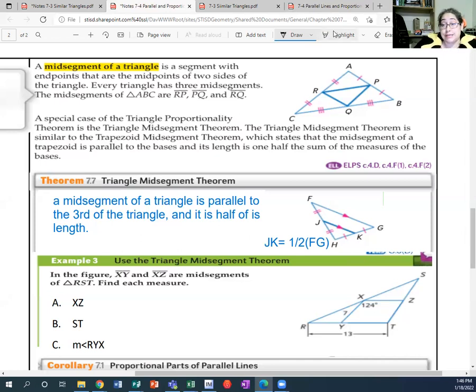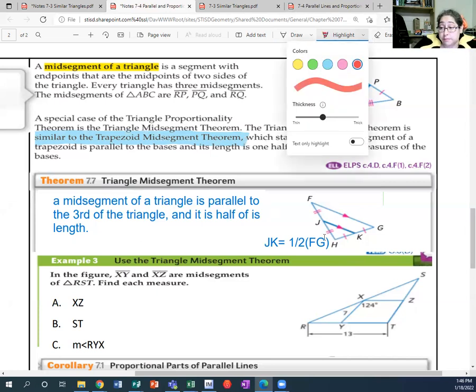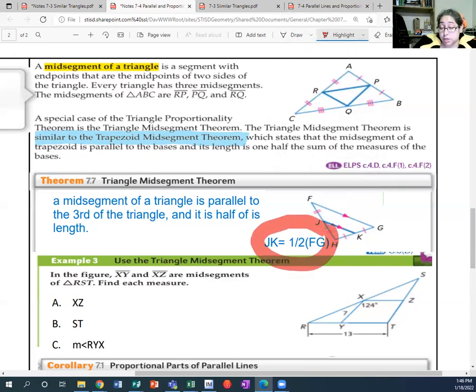But the good news is that the mid-segment of triangles is really similar to mid-segment of trapezoid. If you recall, mid-segment of trapezoid said that the mid-segment was the average of the 2 bases. You added the 2 bases up, you divided it by 2, that gave you mid-segment. In a triangle, it's basically the exact same thing, except we only have one base. So just take that one side, divide it in two. That's the measure of the mid-segment. Lickety split, you're done.